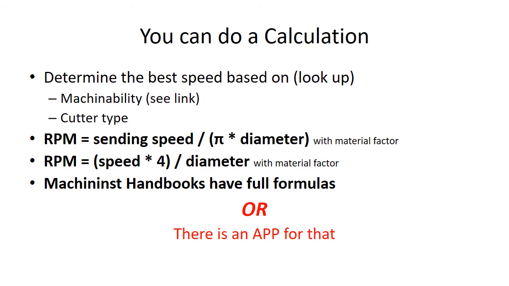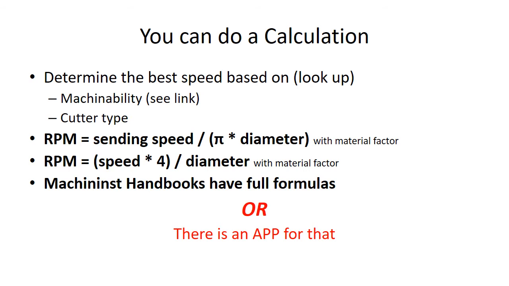I think I've taken the machinability link off. You can find it, but you're looking at the RPM. That's how fast your cutter is going to be, or your lathe is going to be turning. The surface speed, the feed rate, because all of these are related to something round. The cutter's round, the material's round in the lathe.